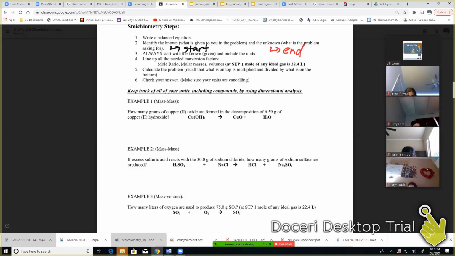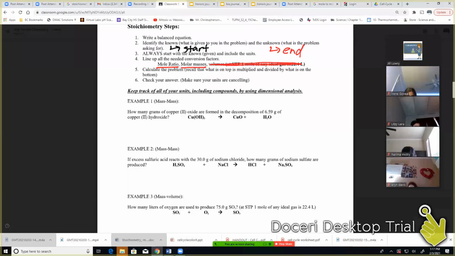Always start with your known, which is going to be a number that's going to be given to you in your problem. And once you've used that number out of the problem, you're not using that number again. Line up all the needed conversion factors. That's going to be mole ratio and molar mass. We're not going to do the volume. We'll come back and do that whenever we do gas laws. So for right now, our conversion factors are going to be molar mass or mole ratio. Calculate your problem, and remember you do that by multiplying across and getting yourself an answer, and then dividing by what's on the bottom.